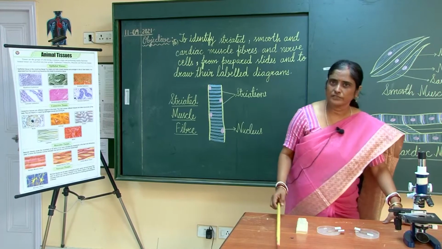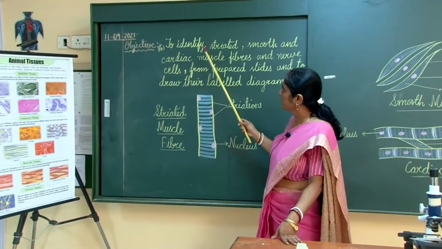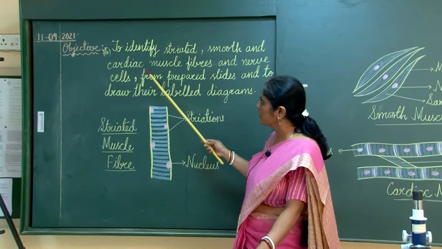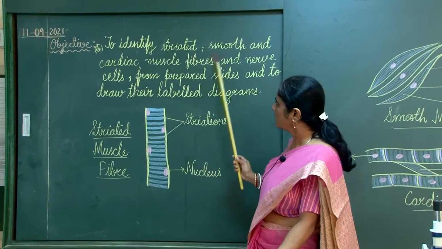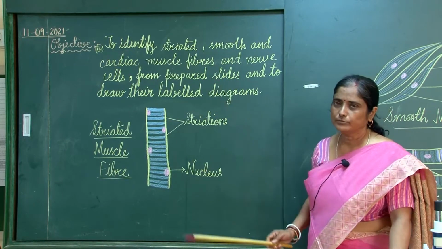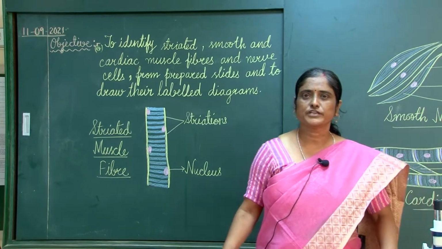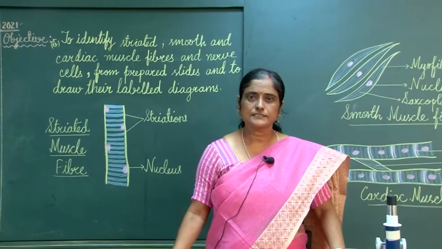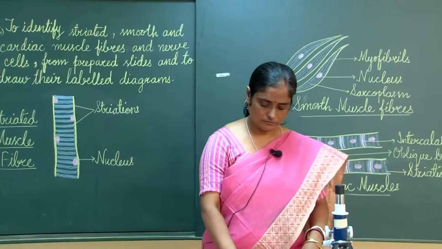So, what is the objective? Objective is to identify striated, smooth and cardiac muscle fibers and nerve cells from prepared slides and to draw their labeled diagrams. How to proceed with the experiment? Let us take the permanent slides.